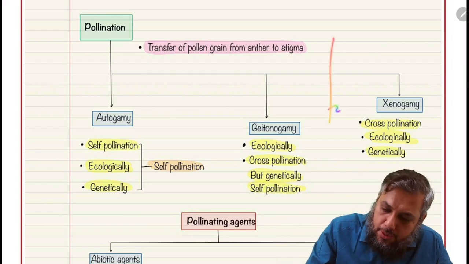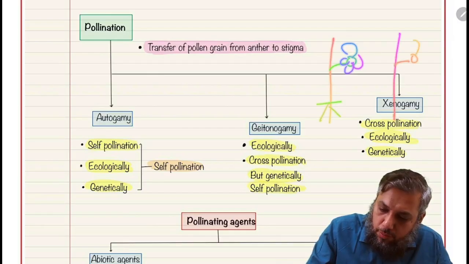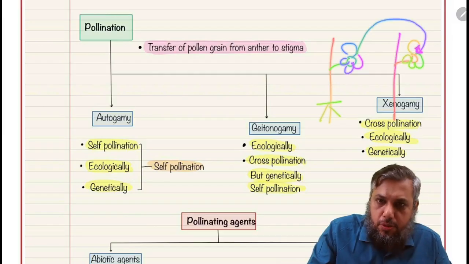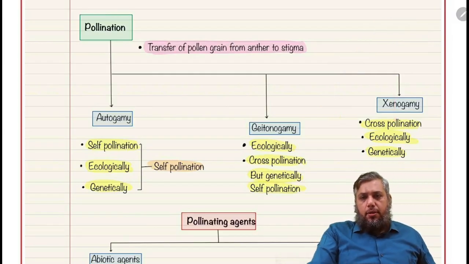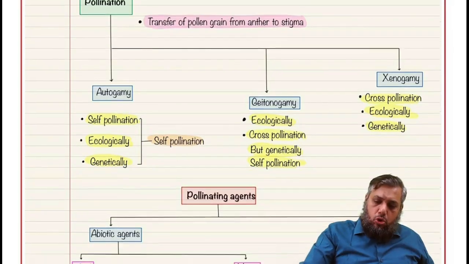And the third type, that is xenogamy, it involves two different plants but belonging to the same species. So it is ecologically and genetically a type of cross pollination.